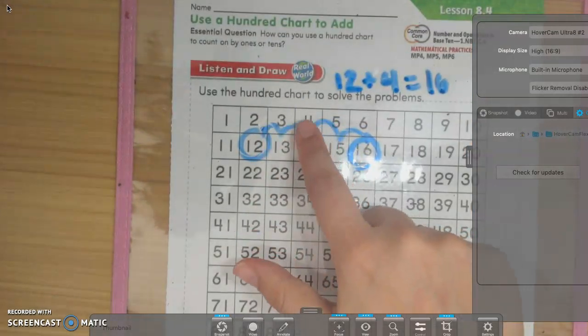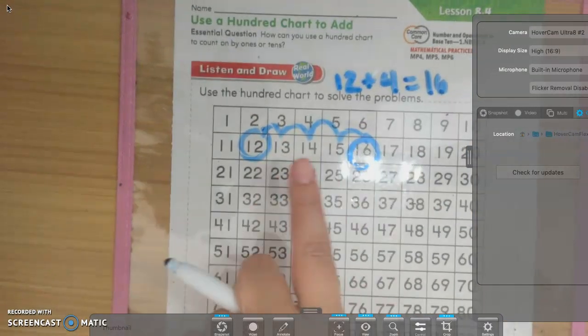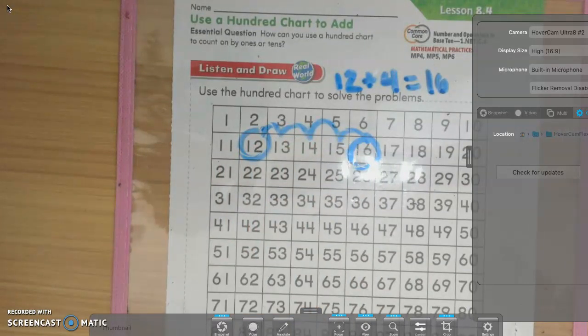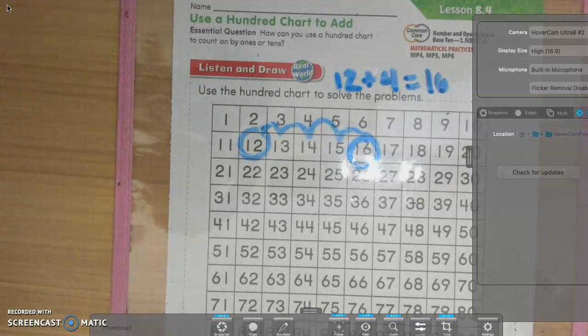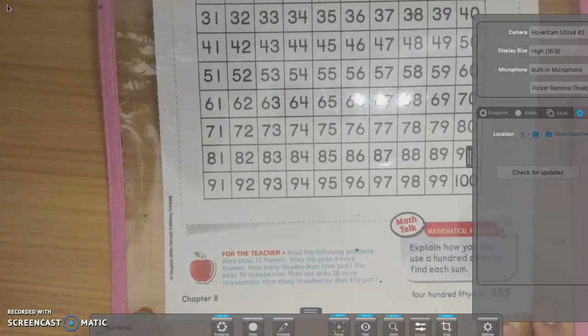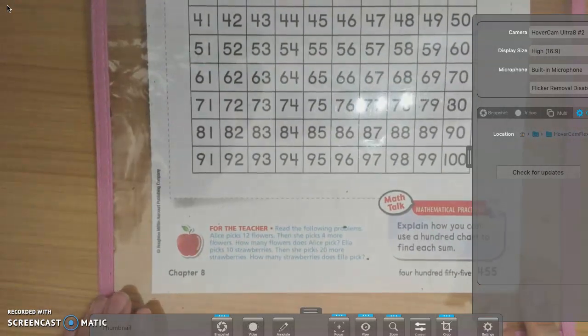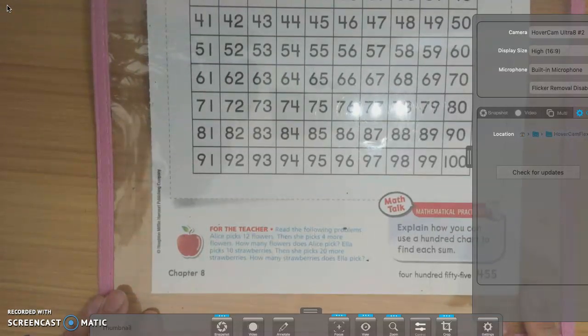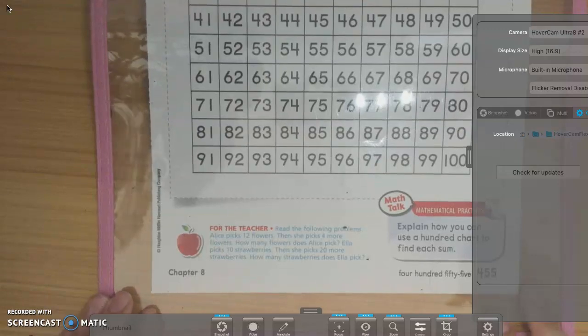So you see how I used the hundreds chart to show my adding 4. So I counted 1, 2, 3, 4. And I circled my sum or the answer for addition. And then I'm going to read you the next problem. It says Ella picks 10 strawberries. Then she picks 20 more strawberries. How many strawberries does Ella pick?